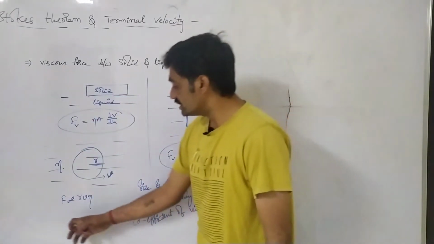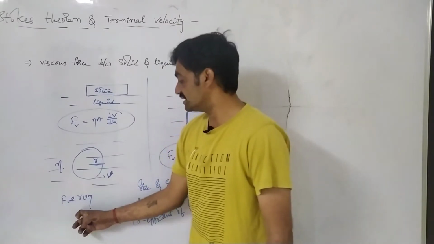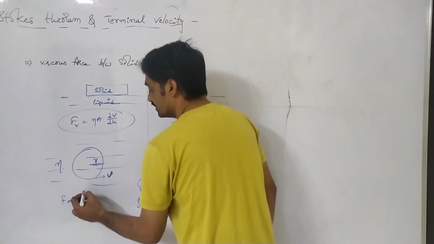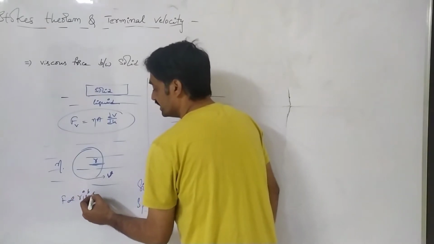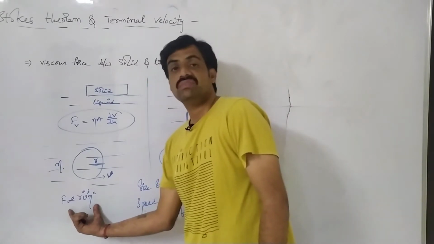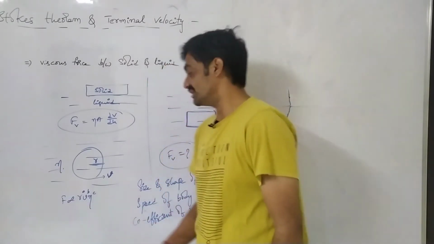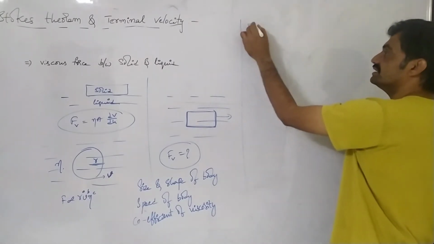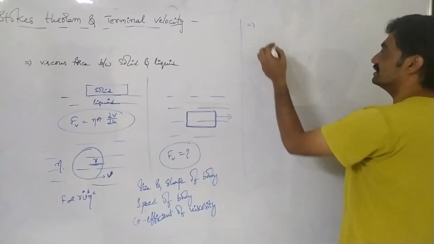Now we have to show the relation between this force and these quantities. For that, we consider r to the power of a, v to the power of b, and eta to the power of c. We are going to show this relation using the dimensional analysis method. For this, we have to consider the dimensions of every quantity separately.